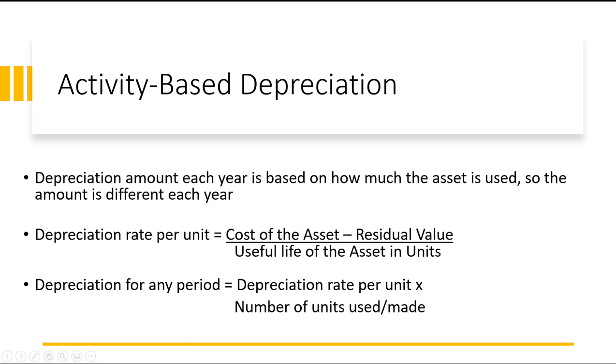And remember, in the numerator, it's the same as before. It's depreciable cost, cost minus residual. So then you have your depreciation rate per unit, so say per mile. Then you have to find your depreciation for the year, and that's equal to the depreciation rate per unit times the number of units that you used up or you made. So here you would multiply by the number of miles you drove the truck.